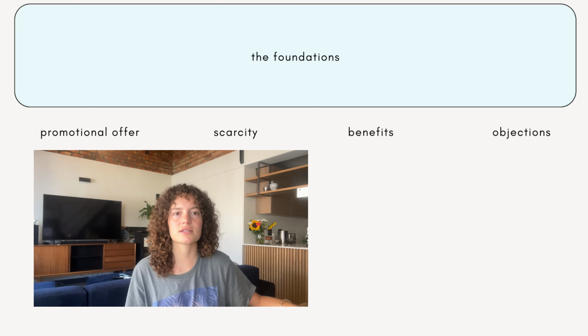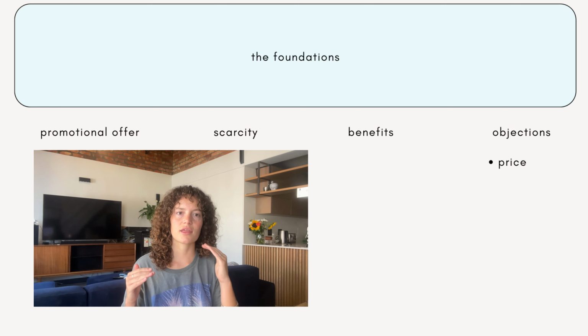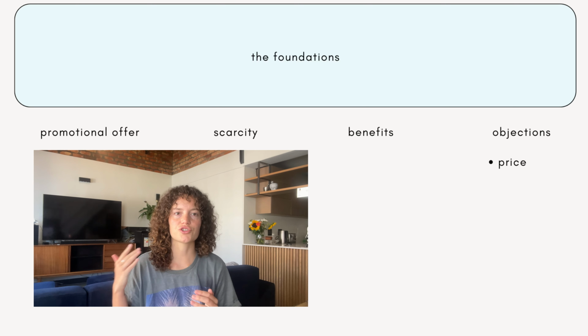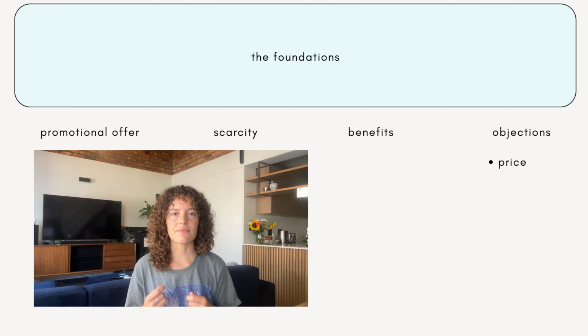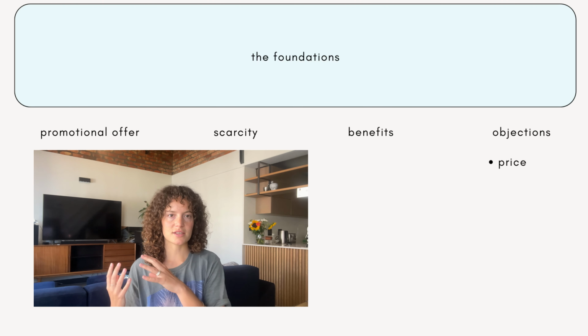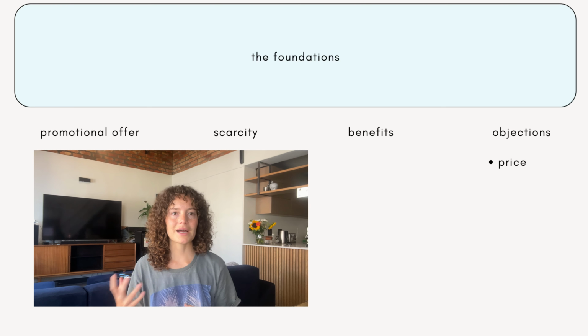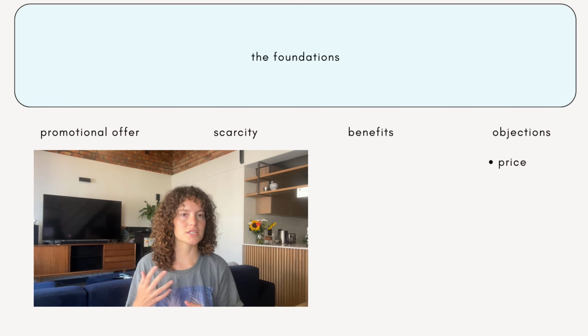So the first one is an objection around price. Consumers might hesitate because they're not sure that the price matches the value. They think that the price might be too high. So what you need to do here is emphasize the value of your product, the benefits, the features that justify this price. You can also offer bundles, flexible payment deals, or discounts to make the price and offer more appealing.